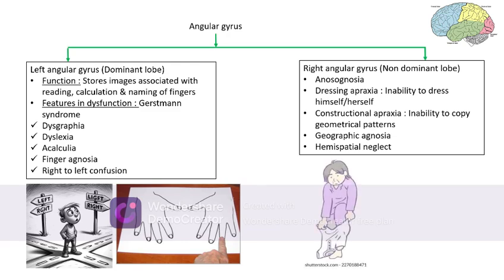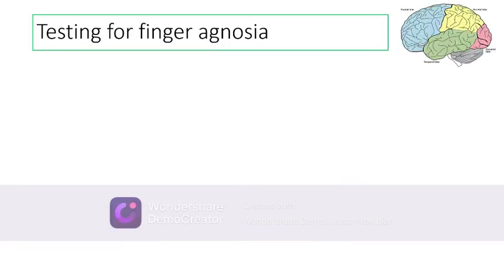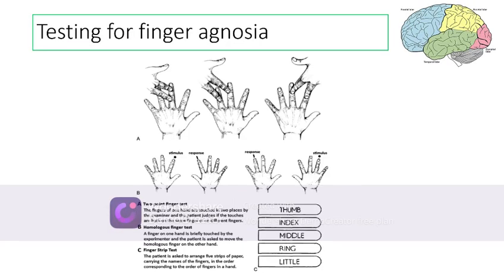This is a picture showing the dressing apraxia, in which the patient is trying to fit in a shirt but does not know that he has to put his hand in and instead inserts his or her feet by mistake. Now, how to test for finger agnosia? There are 3 techniques: 2-point finger test, homologous finger test, and finger strip test.